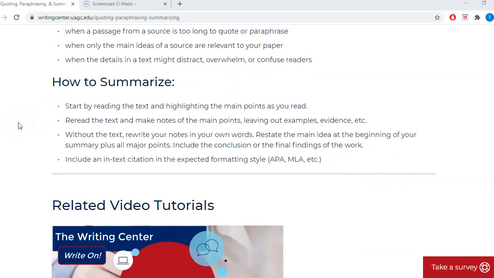But you do want to make sure when you summarize that you are also including an in-text citation and including it on your works cited page, because you are utilizing someone else's idea or content. So hopefully this gives you a good overview of when you might want to use quotes, paraphrases, or summarize something, and to make sure that you're attributing them appropriately to the original author or source.